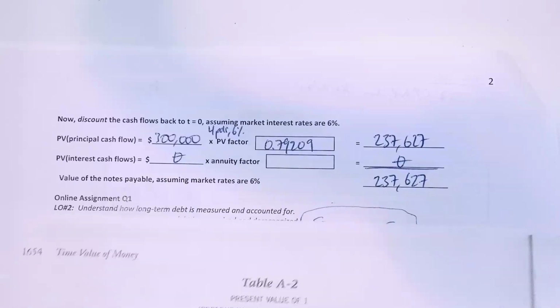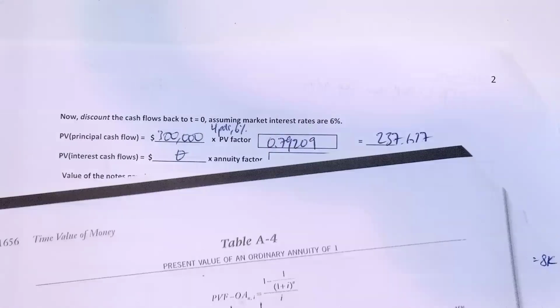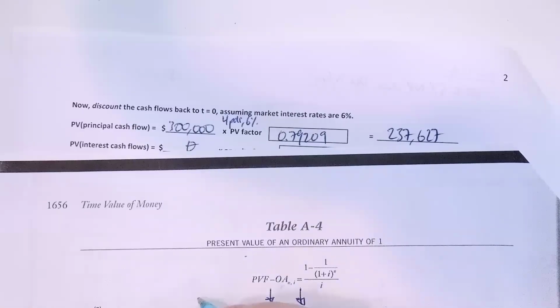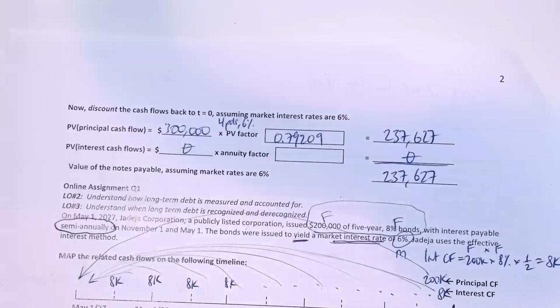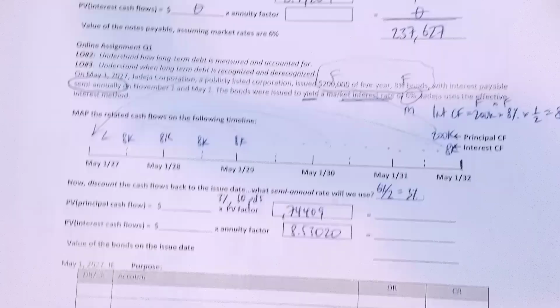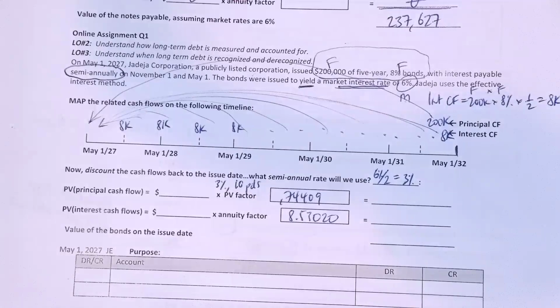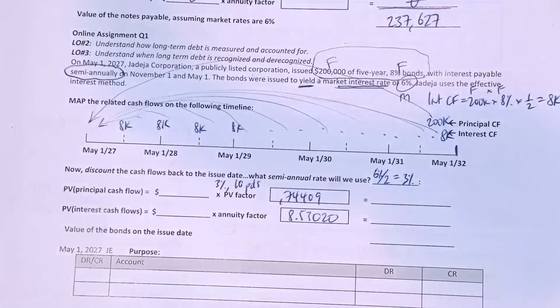Let's get the factors. 10 periods, 3%, 0.74409. 10 periods, 3%, 8.53020. Oh, it's because I'm hitting this thing. Okay, came back. Okay, good.